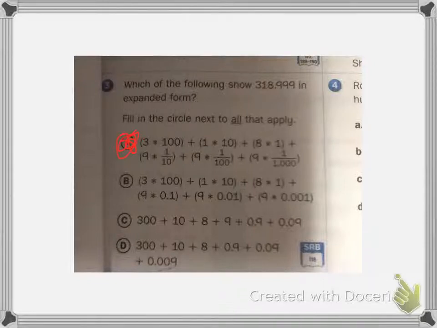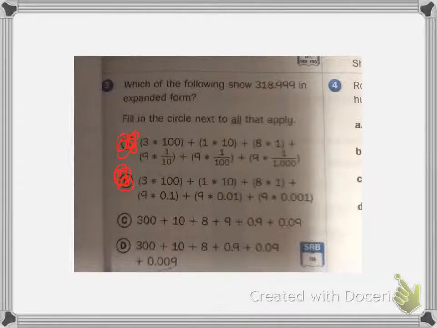So A is correct. B says 3 times 100, which we said is right. 1 times 10, which is right. 8 times 1, which is right. 9 times 1/10, which again is right, just in decimal form. 9 times 1/100, which is correct. And 9 times 1/1,000. So B is also correct.